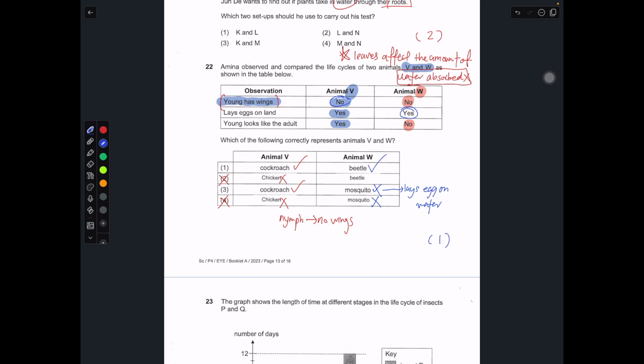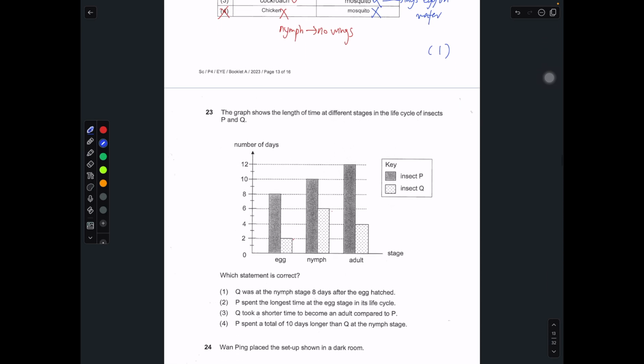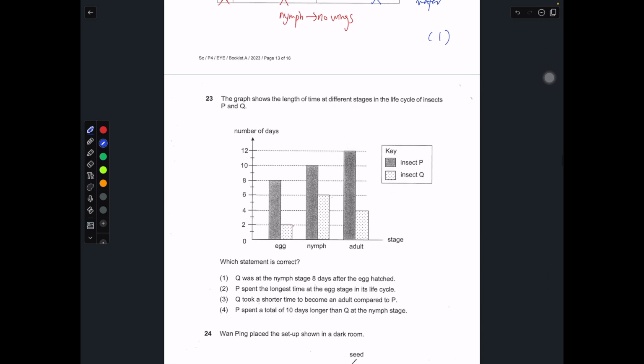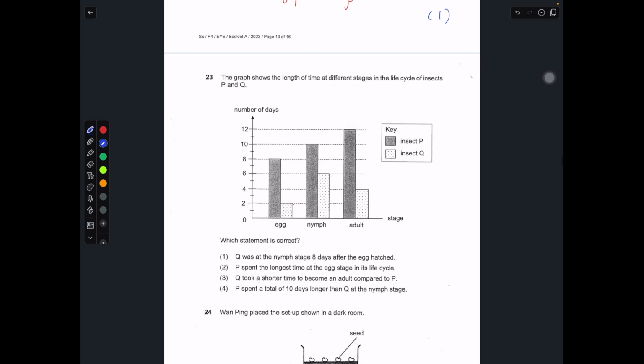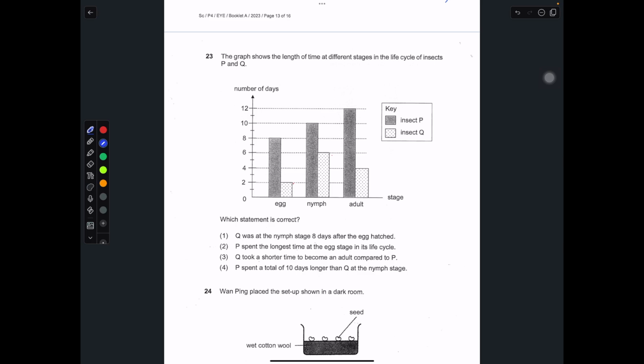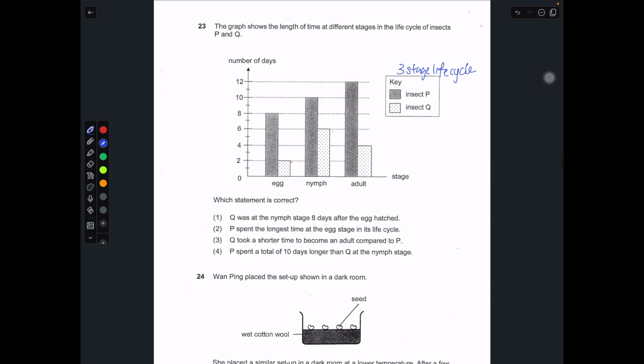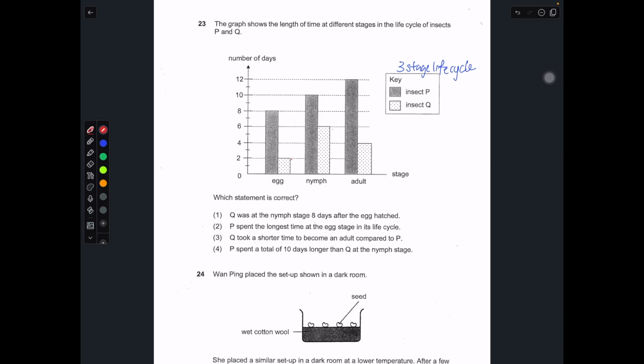Okay, for question 22. The graph below shows the length of time at different stages in the life cycle of an insect P and Q. This P and Q, they have egg, nymph, and adult, so it's probably a 3-stage life cycle. Let's evaluate statement by statement. The nymph Q was at nymph stage 8 days after the eggs was hatched. After the eggs was hatched, that means you look at here already. You don't count from here.